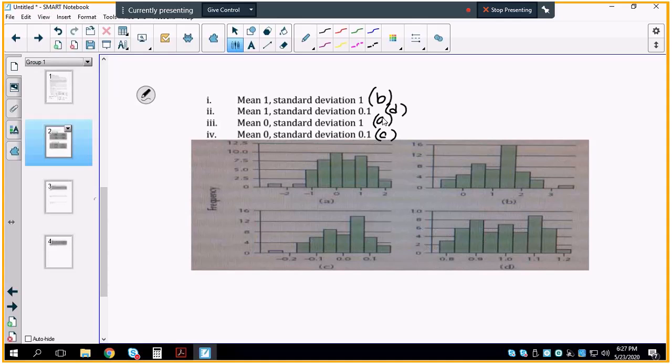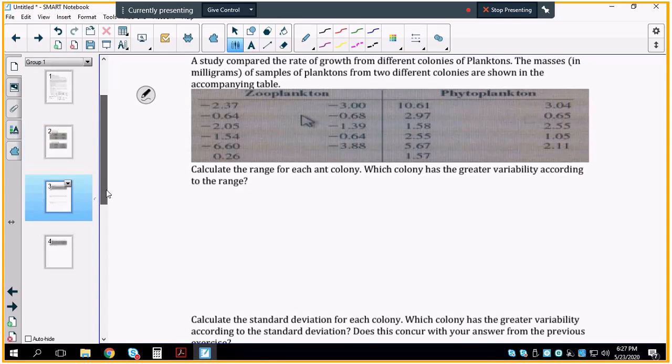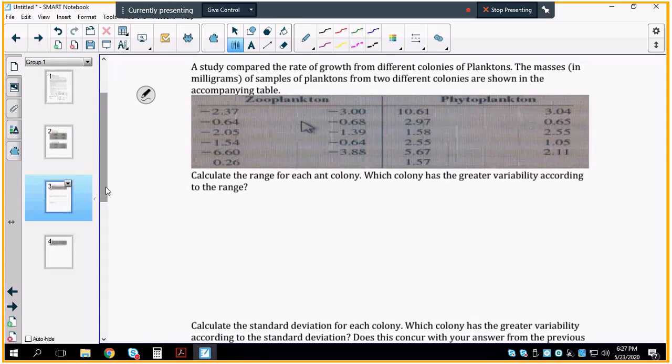Let's carry on to our next example. In this example, we will talk about the zooplanktons and phytoplanktons as two colonies. A study compared the rate of growth from different colonies of planktons. The masses in milligrams of samples of planktons from two different colonies are shown in the accompanying table. Calculate the range of each colony. Which colony has the greater variability according to the range?